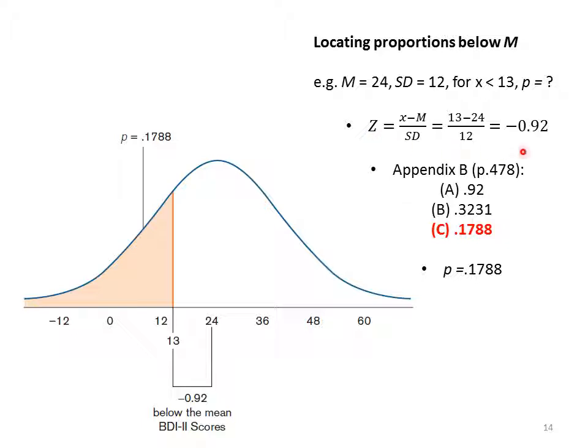The z-score is negative 0.92. So in Appendix B on page 478, you need to find 0.92 in column A. And it should be somewhere over here. So the tail on the right is 0.1788, and it's symmetrical, so the tail on this side is the same size as the tail on this side. So that's your probability, 0.1788.